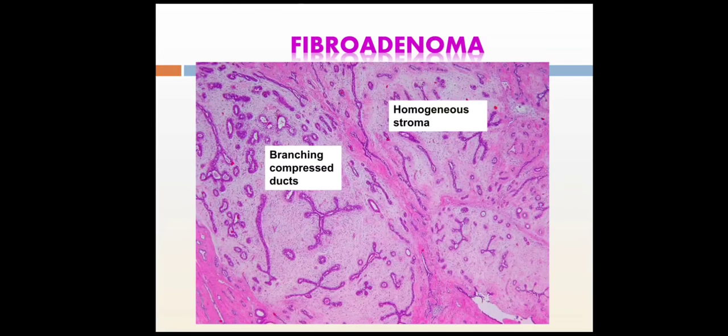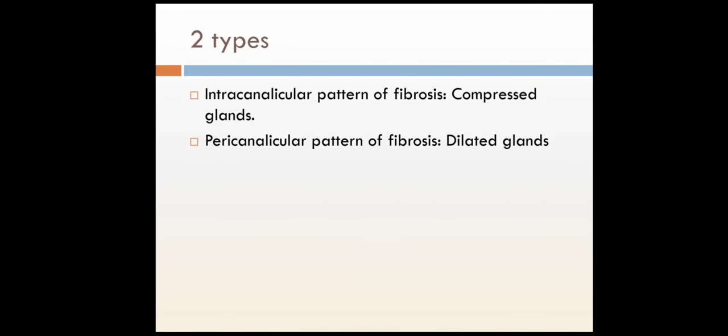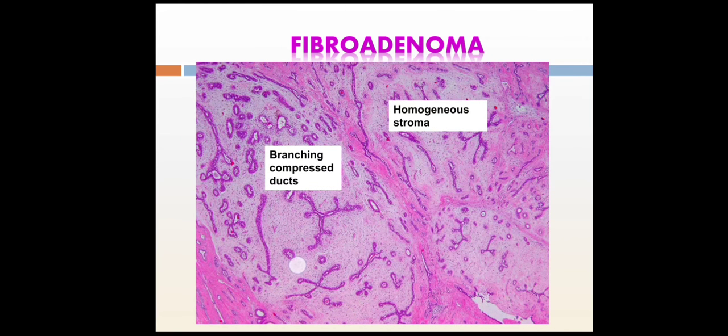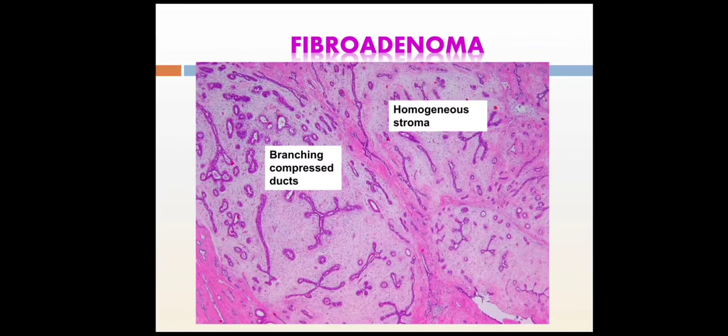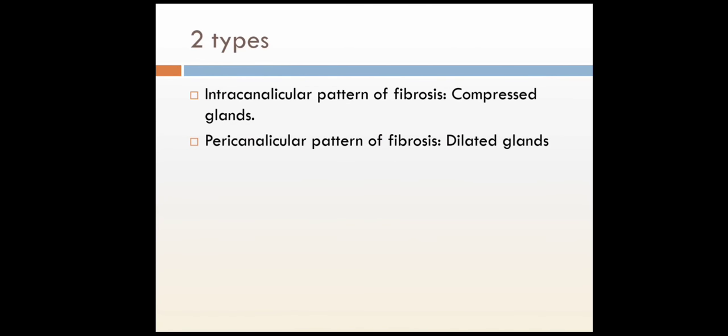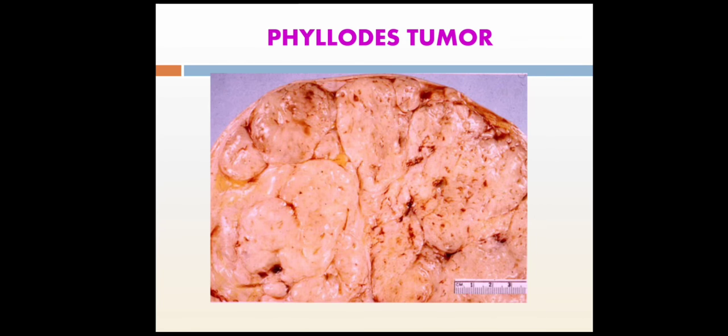In fibroadenoma, usually there'll be homogeneous stroma with branching compressed ducts. If the ducts or glands are compressed, it is called the intracanalicular pattern of fibrosis. That means this is the entire lobule, and inside the lobule, if you're seeing fibrosis, that will compress the glands. So that's called the intracanalicular pattern of fibrosis. This is a picture of the intracanalicular pattern. If you're seeing dilated glands, that means the fibrosis is not inside the lobule, it is outside. So that's called the pericanalicular pattern of fibrosis. Depending on whether the glands are compressed or not, we classify it.